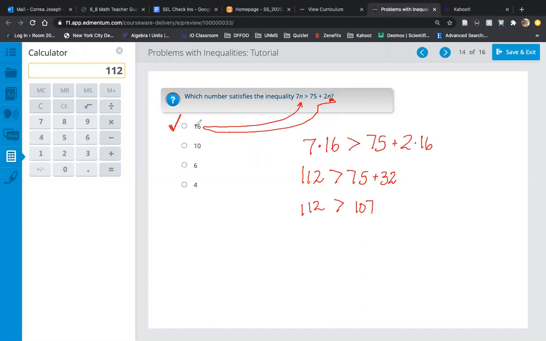Sometimes when you're doing multiple choice, you might pick it and get your first answer correct. So good to the people that got it. If you didn't quite get it, hopefully you can see how we work that out. If you tried all the other ones, you'd see that they don't work. Let's say I tried 10 really quickly. That would be 7 times 10. Is that bigger than 75 plus 2 times 10? 7 times 10 is 70. Is that bigger than 75 plus 20? No, it can't be, because 75 is already bigger, so if I add to it, definitely not.